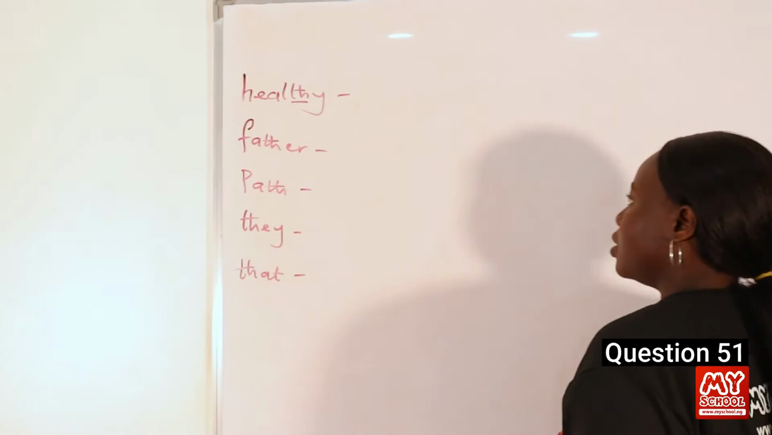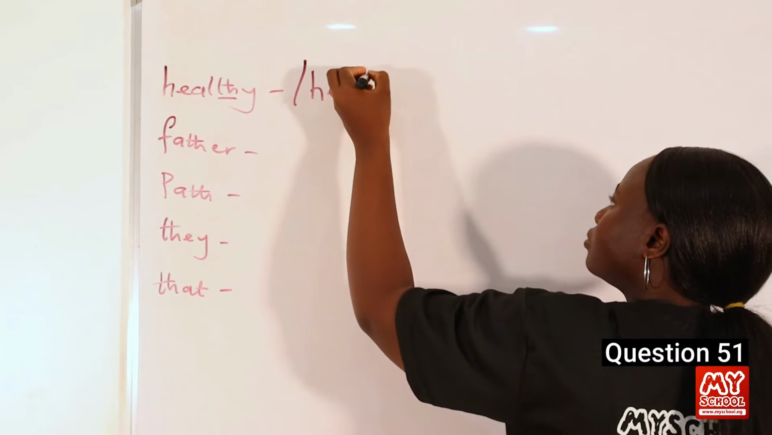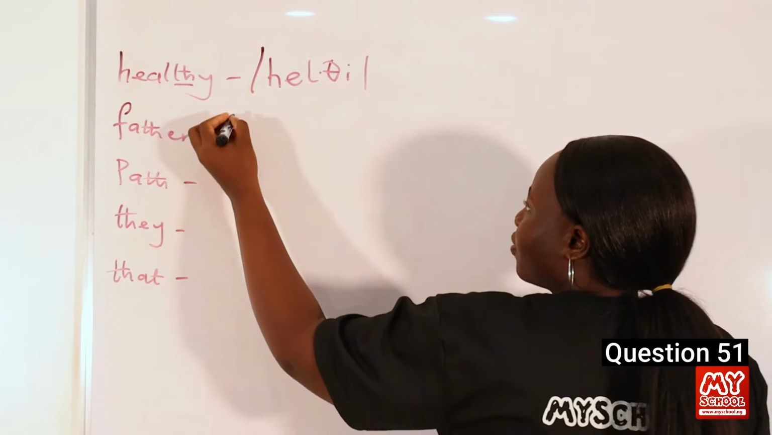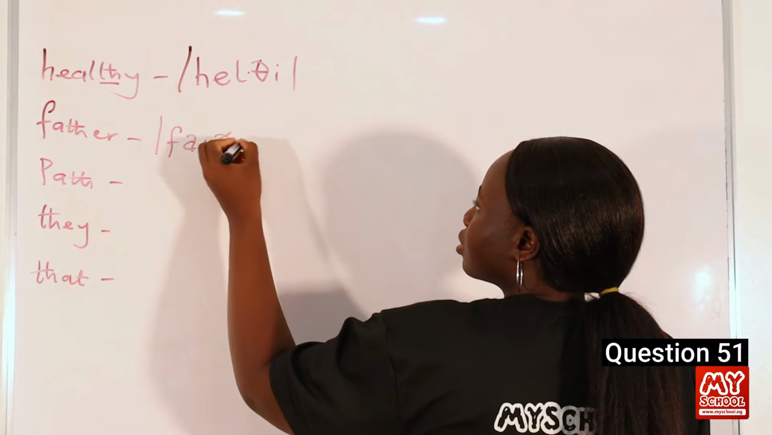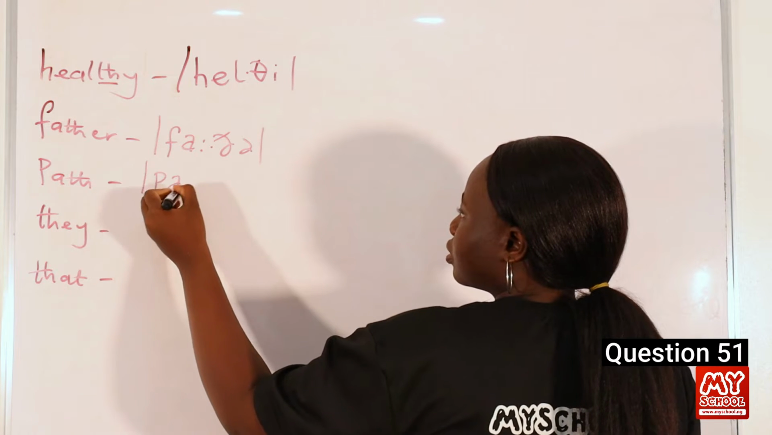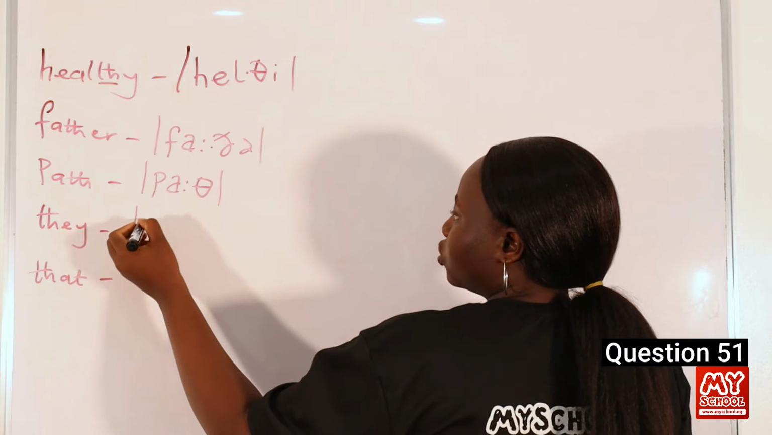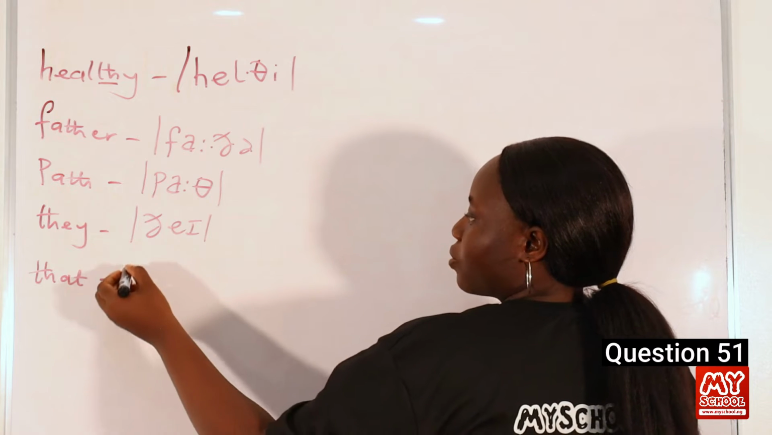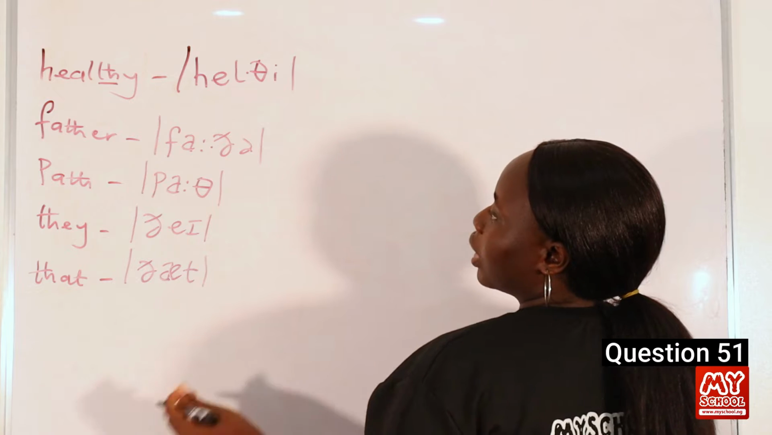So for the word healthy, it's transcribed as this. The word father is transcribed as this. The word path is transcribed as this. The word they is transcribed as this. And finally, the word that is transcribed as this. So you can see the difference.